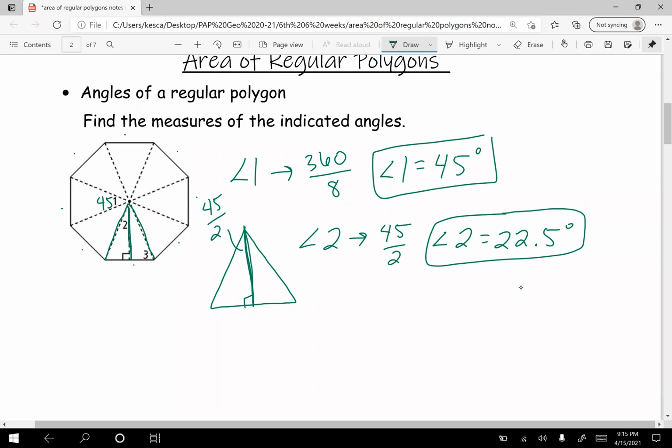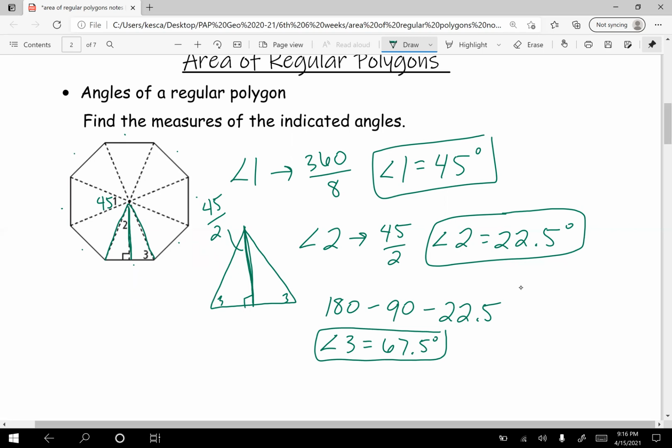And then lastly, angle 3, which is over here, but it also matches over here as well. This is angle 3, and this is angle 3. How are we going to find angle 3? Well, we're just going to concentrate on one right triangle, and we're going to do 180, take away 90, and then take away that 22.5. When you do that, you get 67.5. So angle 3 is 67.5 degrees.